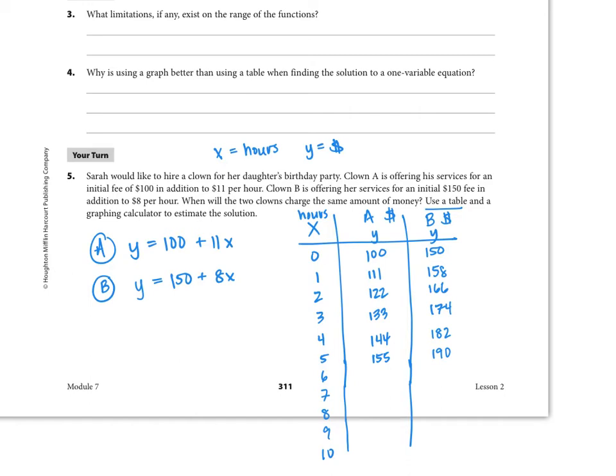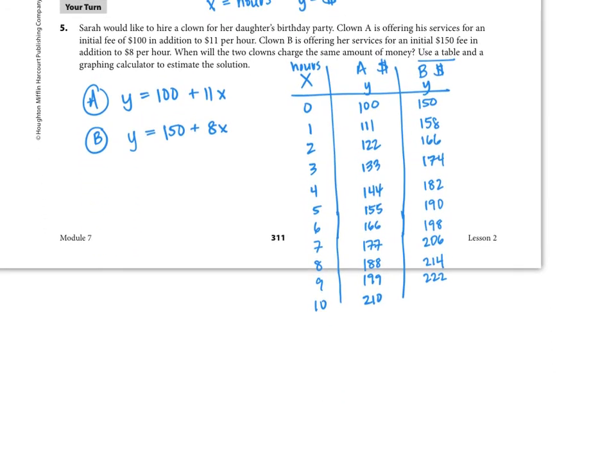So 6 hours. Let's go back to clown A again. Again, I'm going up by 11, so that'd be 166, 177, 188, 199, and let's see, 11 plus that would be 210. Okay, let's go back to clown B. This would be 198, 206, 214, I think, 222, and wow, they don't give us a whole lot of space here. And then 230.